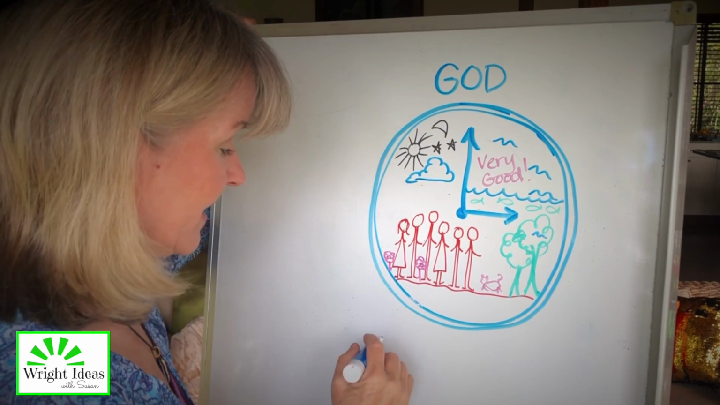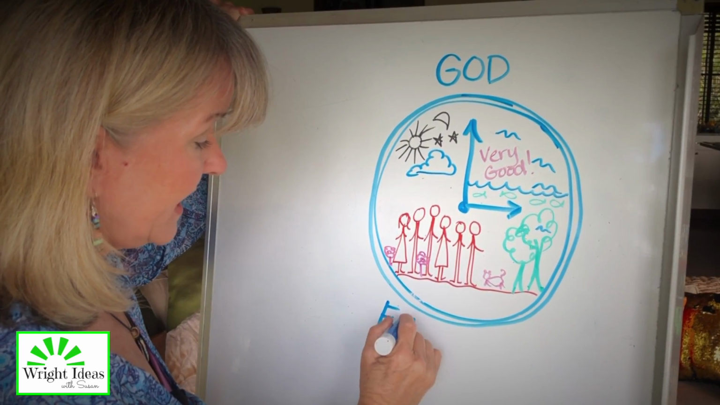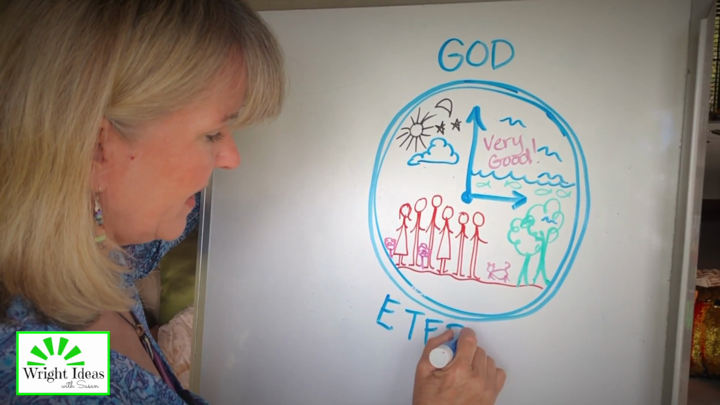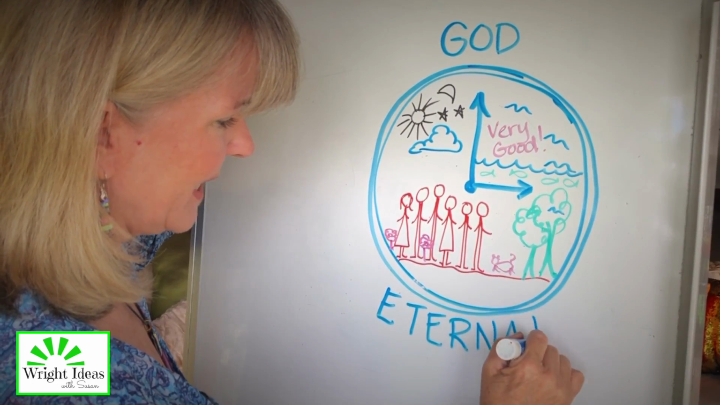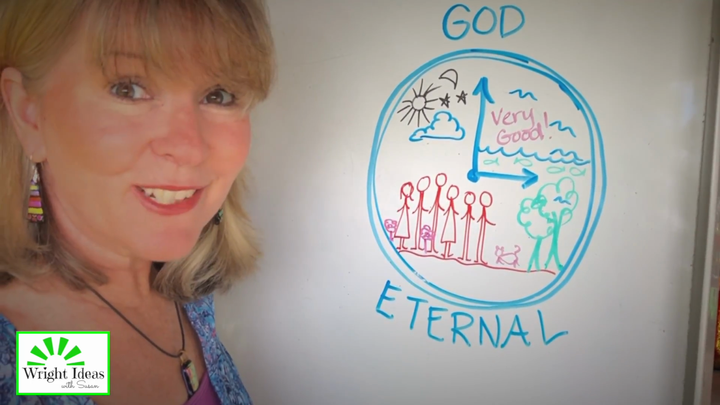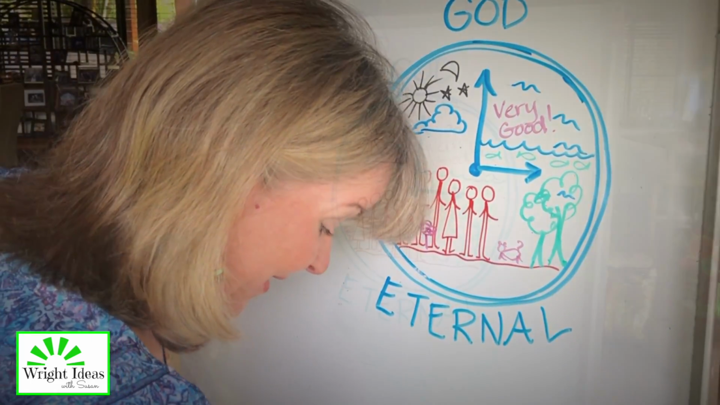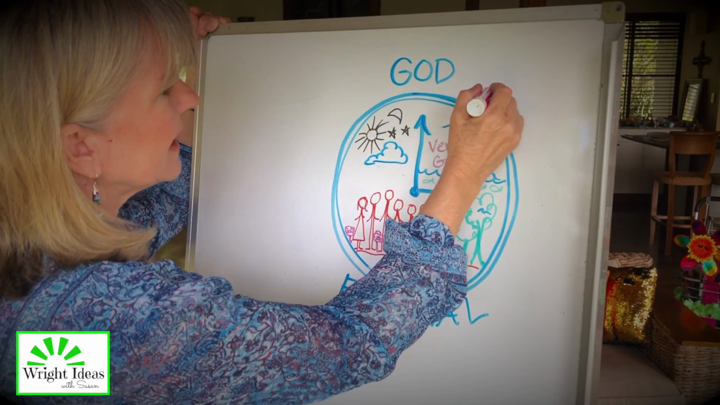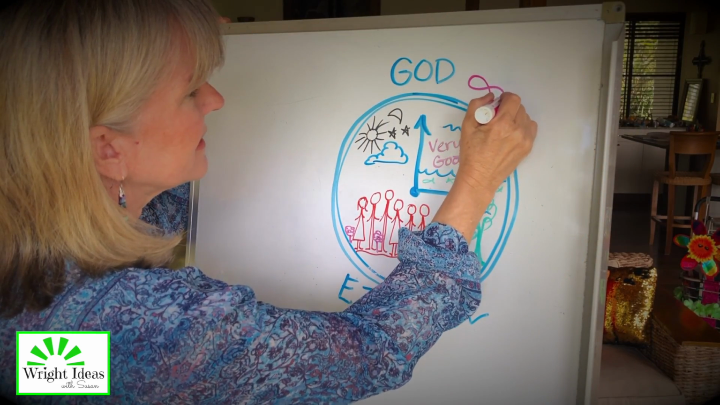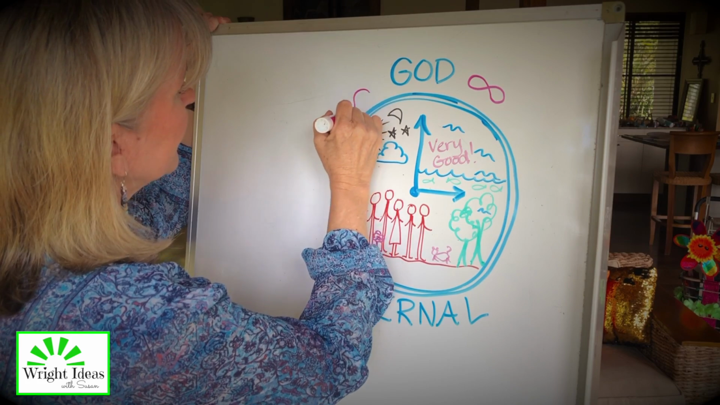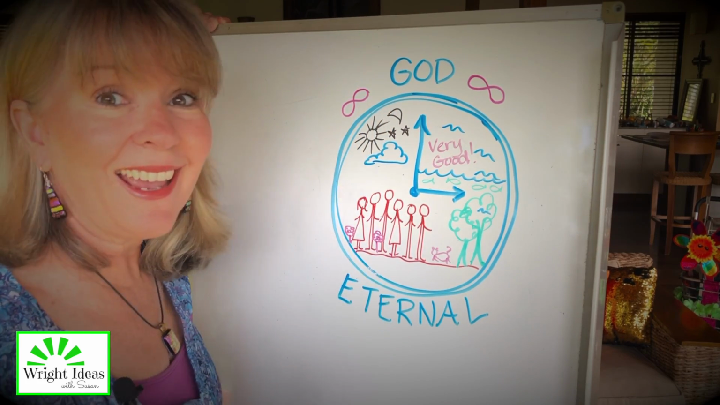And the Bible tells us that God is eternal. What does that word mean? Yes, it means forever and ever. Now, have you ever seen a sign that looks like this? It's an 8, but it's lying down on its side. Yeah, infinity.